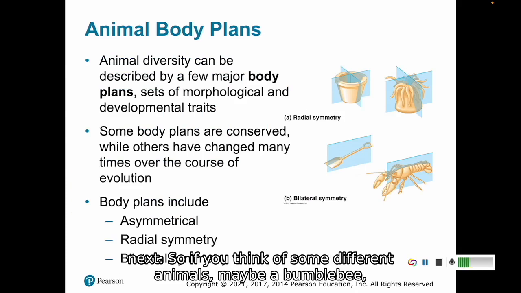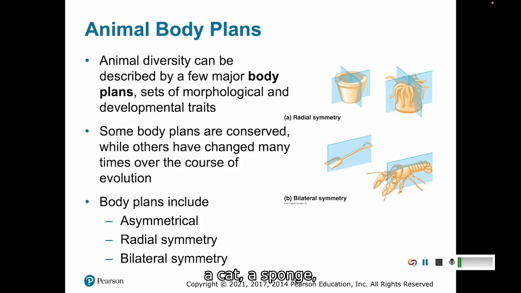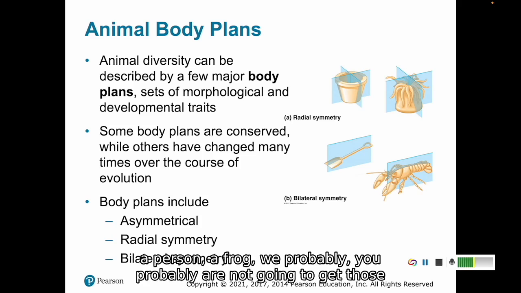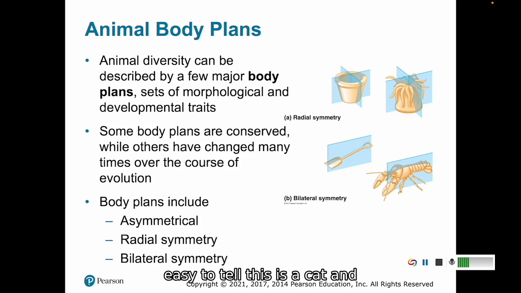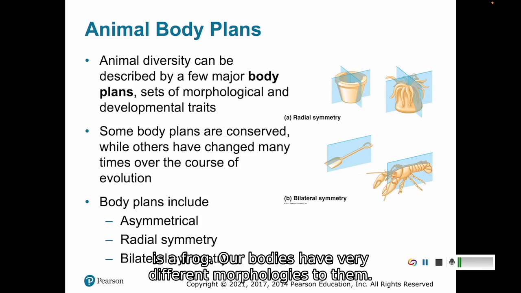So if you think of some different animals, maybe a bumblebee, a cat, a sponge, a person, a frog, you probably are not going to get those confused with each other, right? It's pretty easy to tell this is a cat and this is a frog. Our bodies have very different morphologies to them.